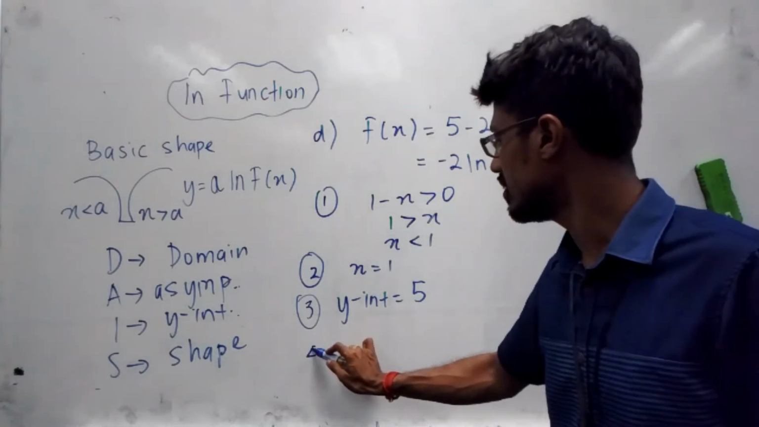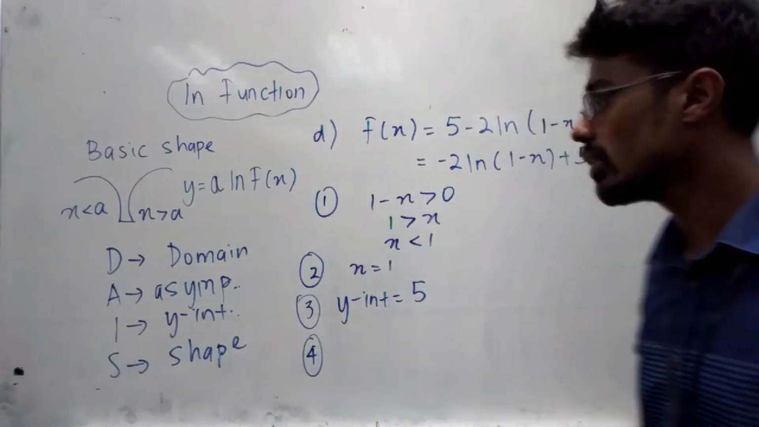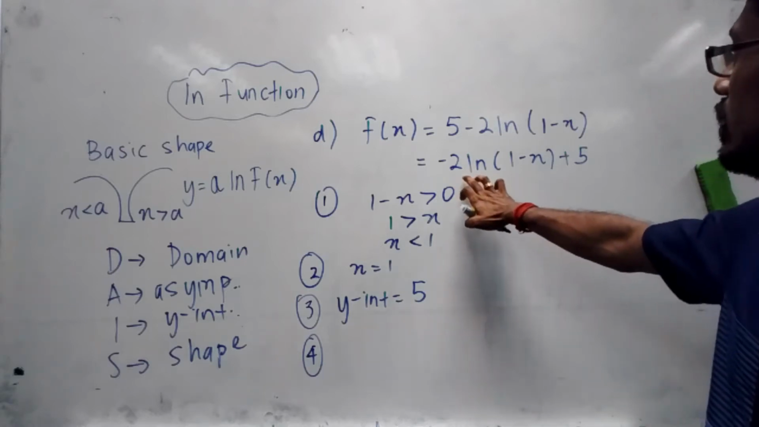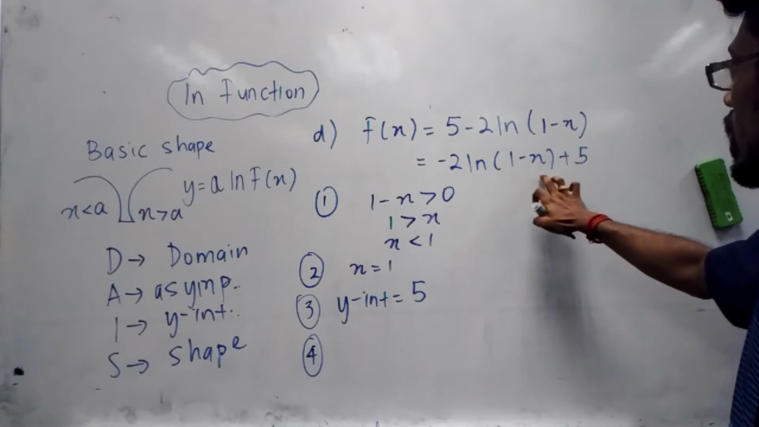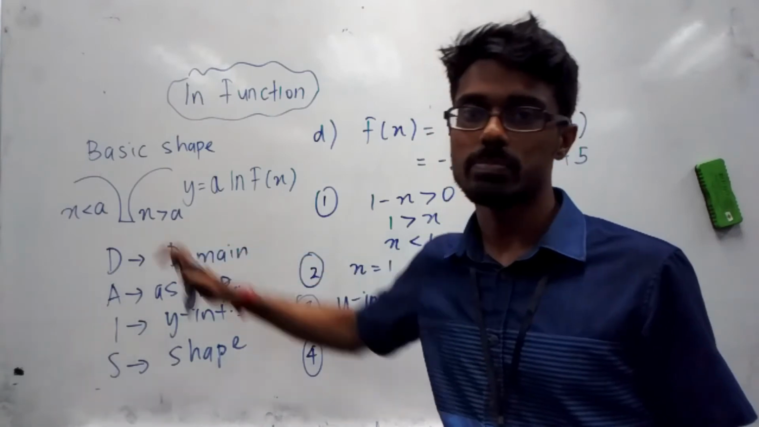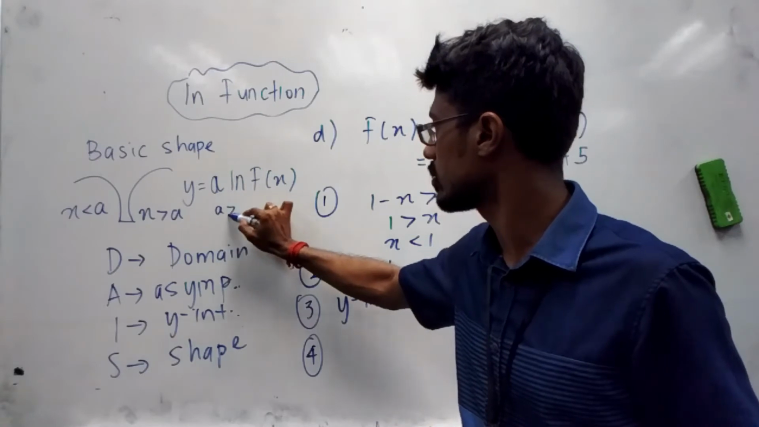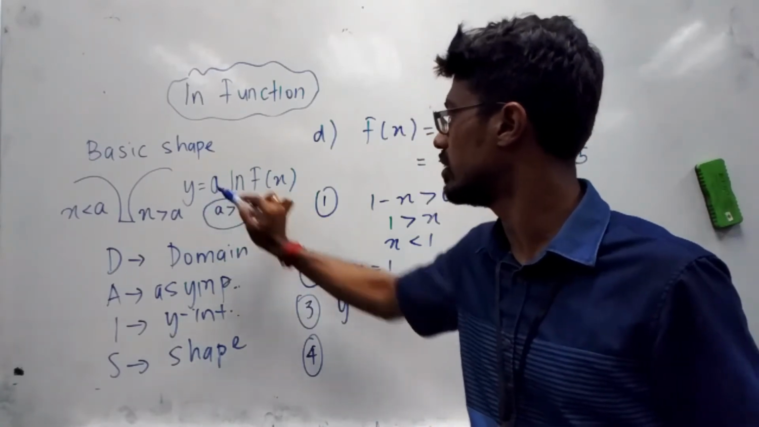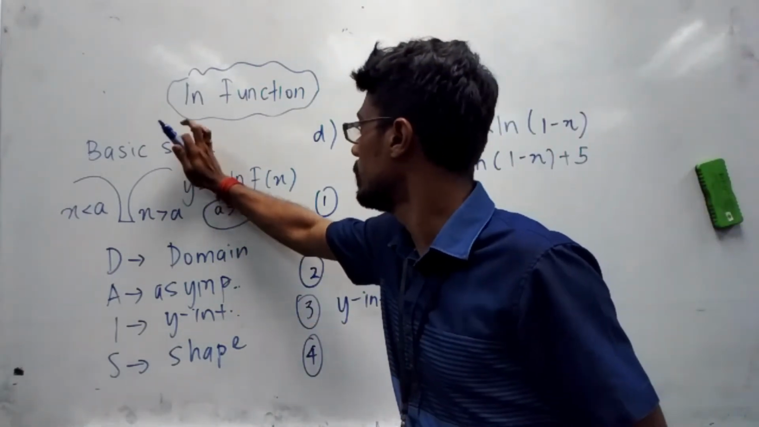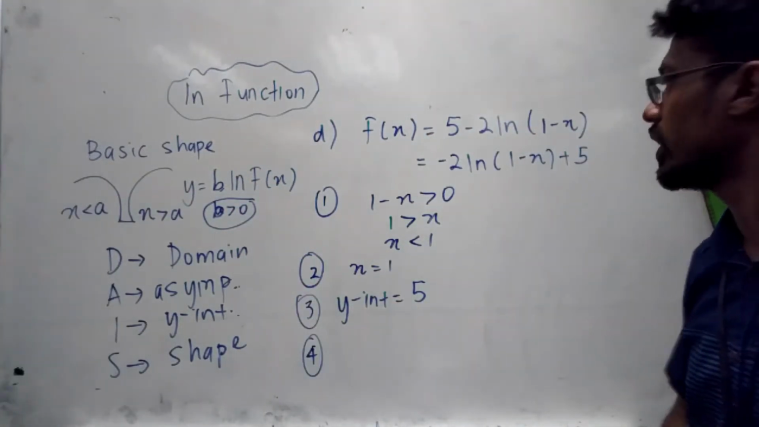The crucial part here is, of course, the shape. We need to be really careful. Why? Because as you can see here, there is a negative in front. We want to see how it affects the shape, because I'm following this basic shape here. This A, maybe I should be using some other letter for this one, not A. Maybe I put B. So this one is B greater than 0, to avoid any confusion.